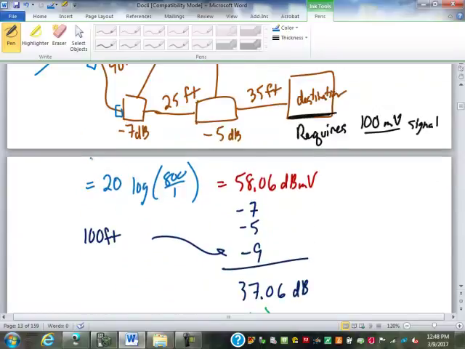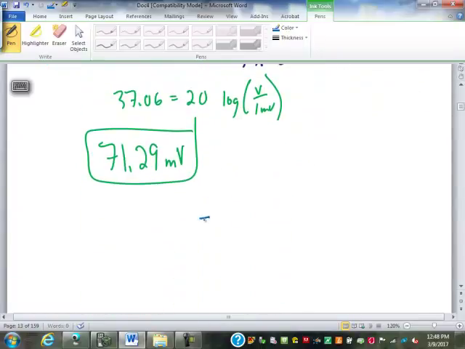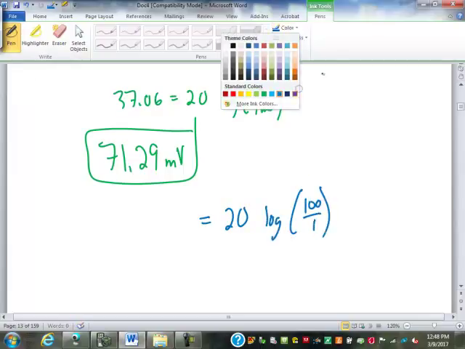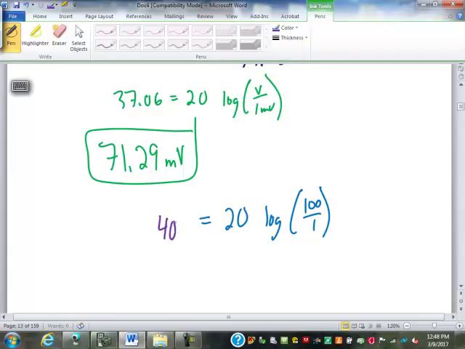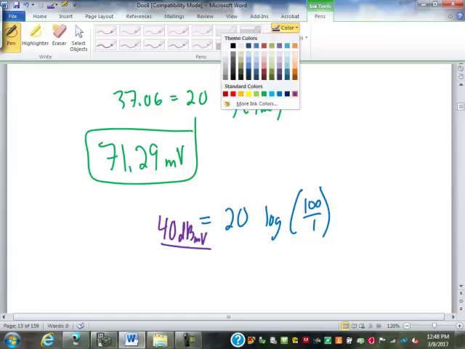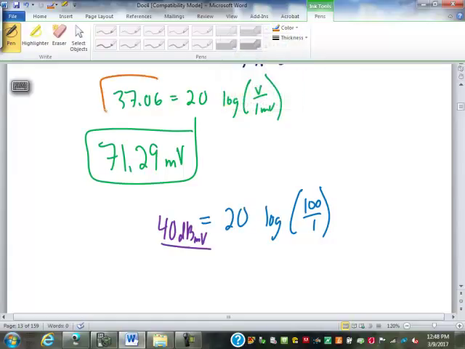we need 100 millivolts minimum. So let's figure out what decibel level that would be. Well, that should come out to be 40, which means we currently have this signal strength of 37.06. We need at least, to get from 37 to 40, a plus 3 dB amplifier.